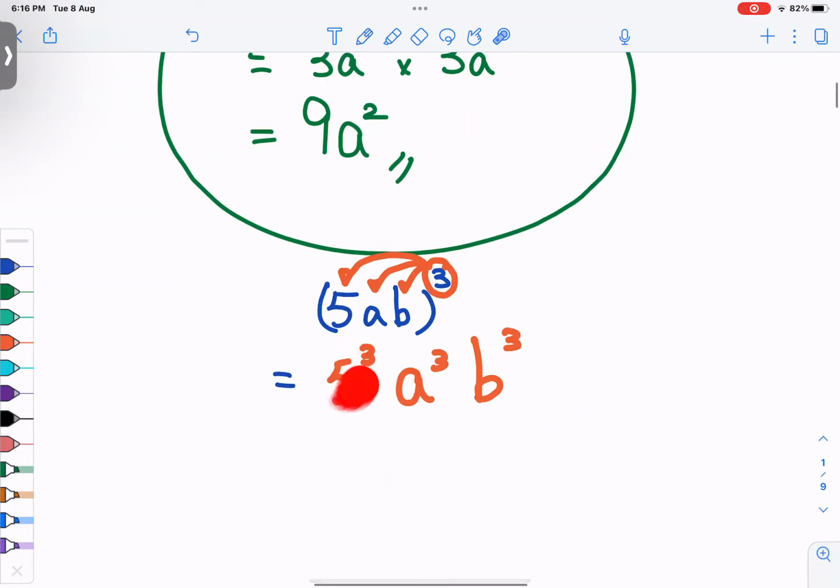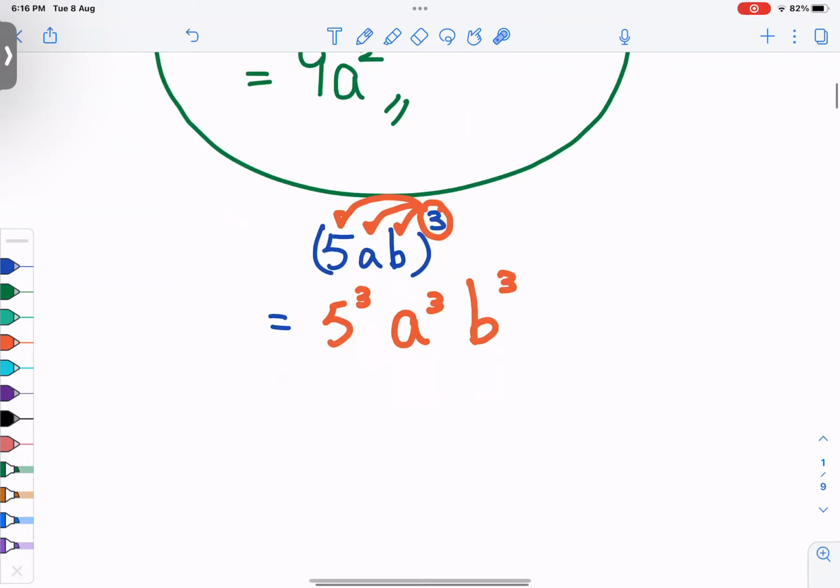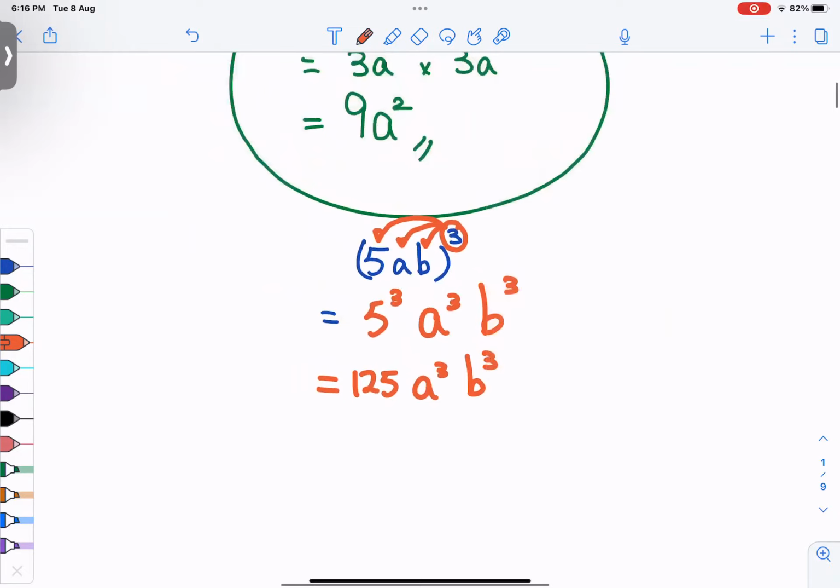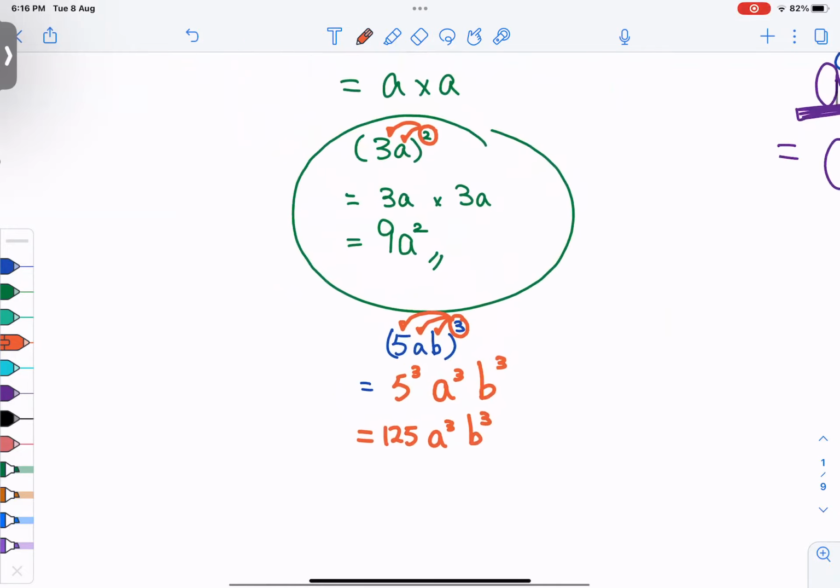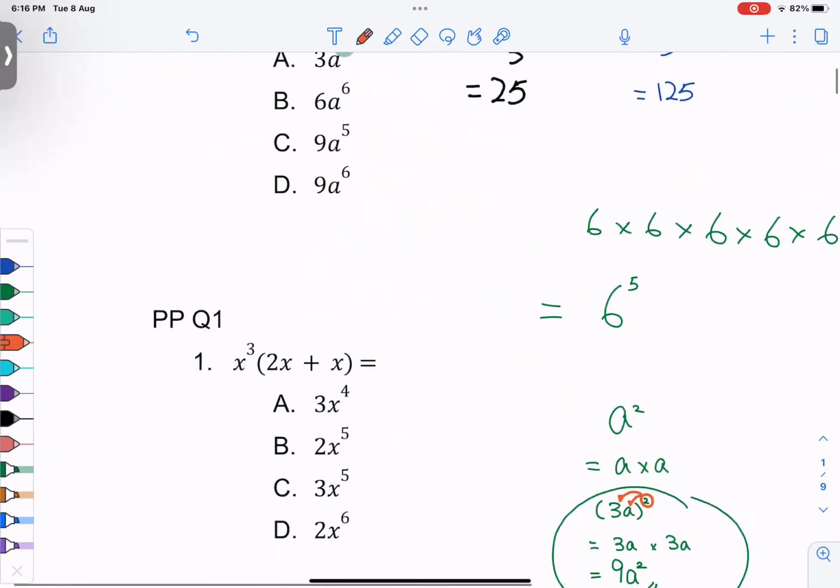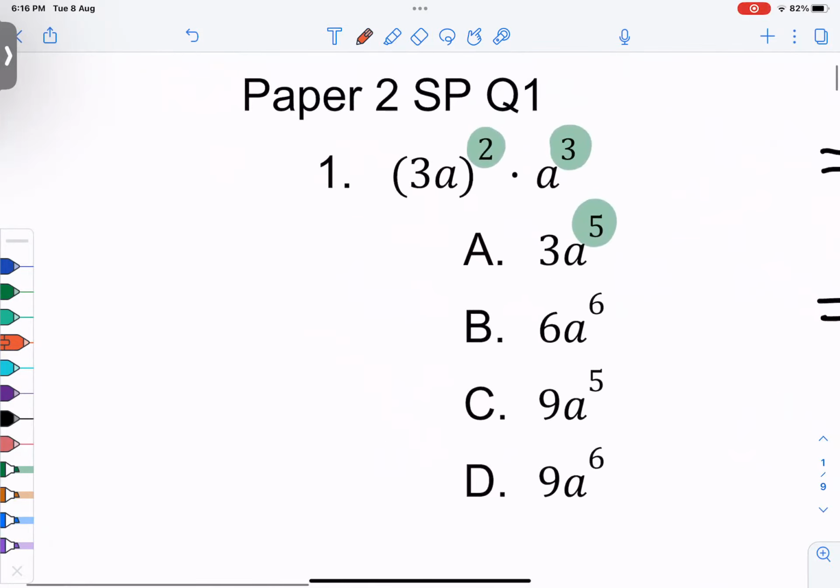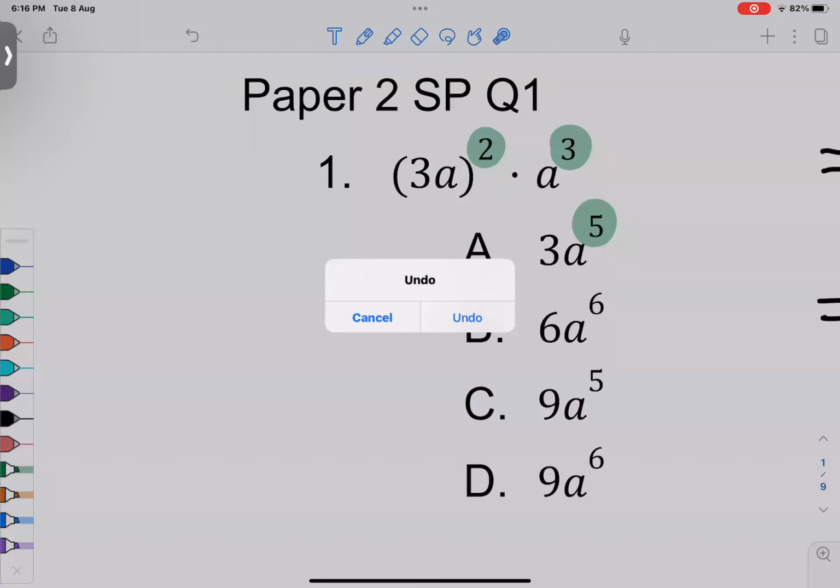Now 5 cubed, because it's a number, you can click calculator or you can do it in your head. You will know that it is 125. As for the numbers, it cannot be further simplified, so you just leave it there. So if you get it until here, can we try the first question? Try this one. It's from a sample paper, SP. Try this one and see what you get now.